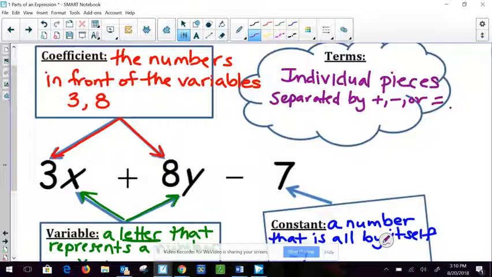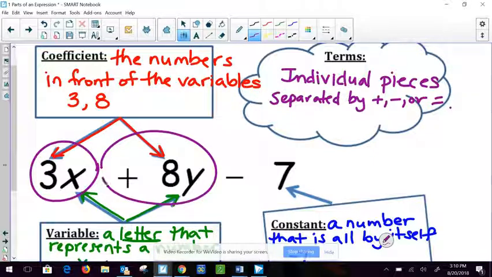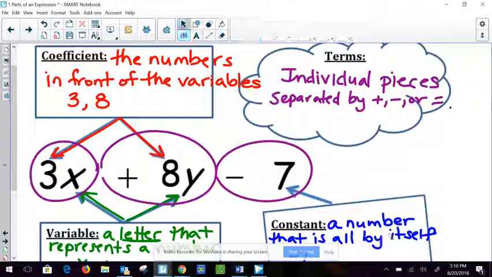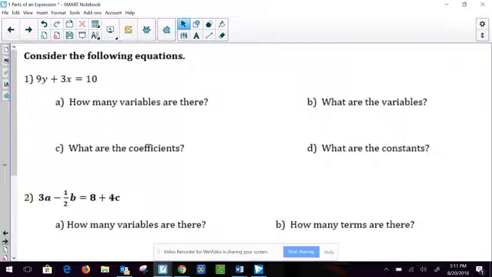So if we look at the example that we're given, the 3x is one term. That plus 8y is my second term. The -7 is the third term. Now we're going to go ahead and flip to the back side of your paper to work on one of the problems. Let's start with number 2.